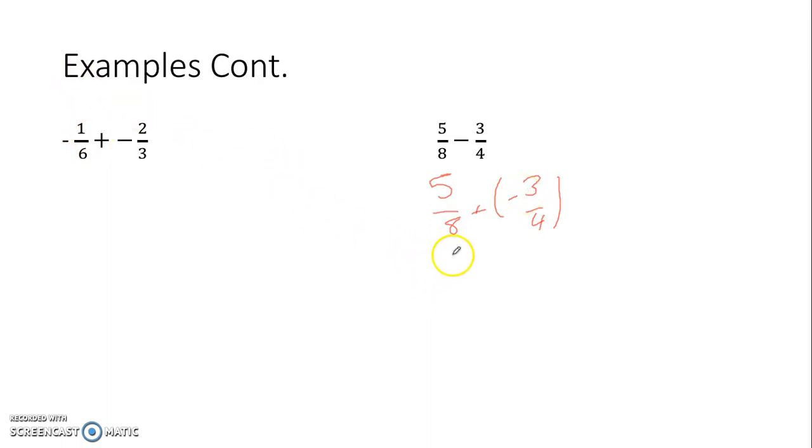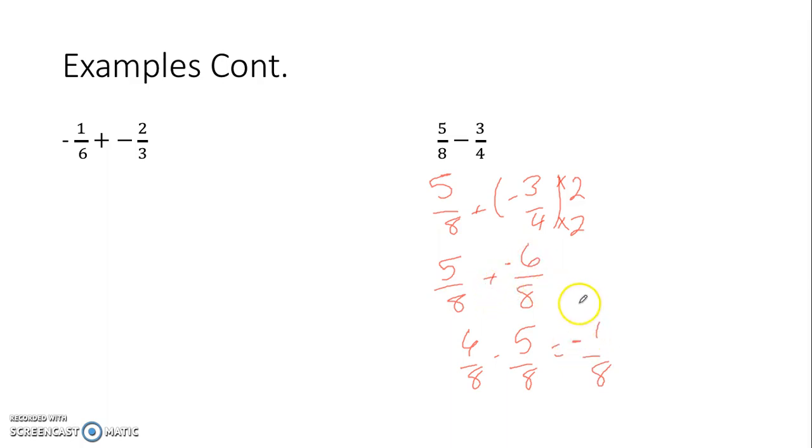All right, so what I would suggest is just find their common denominators. So 5/8, we're going to use 8. 4 times 2 is 8, 3 times 2 is 6. So 5/8 plus negative 6/8. So we know that the 6/8 needs to be in the front. We're subtracting. So 6/8 minus 5/8 is equal to 1/8. What is bigger, 5/8 or 6/8? The 6/8 is bigger, so it needs to be a negative.